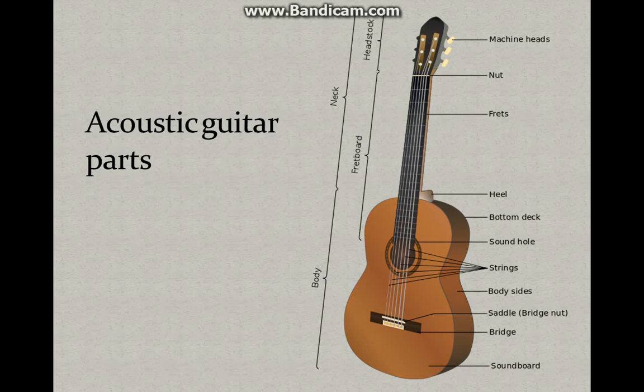The soundboard is typically made of tonewoods such as cypress or cedar. Timbers for tonewoods are chosen to be both strong and able to transfer mechanical energy from the strings to the air within the guitar body.